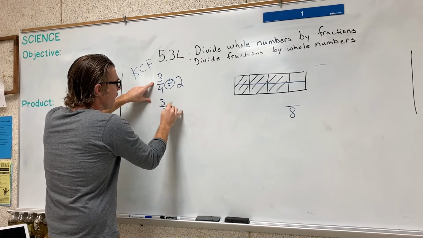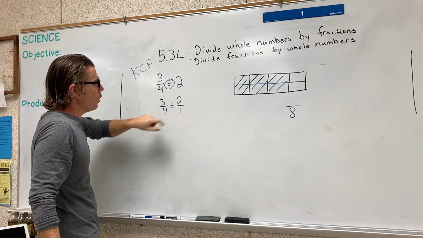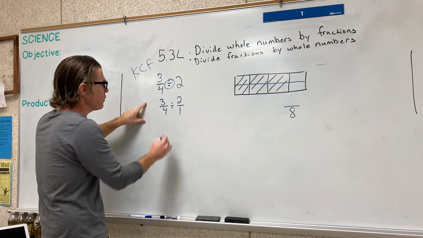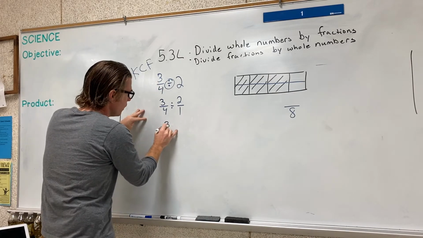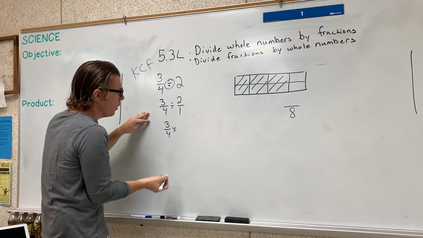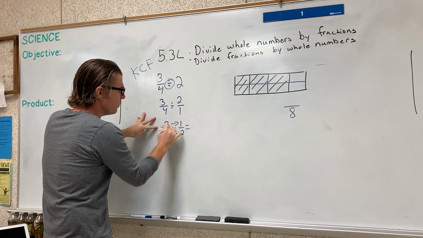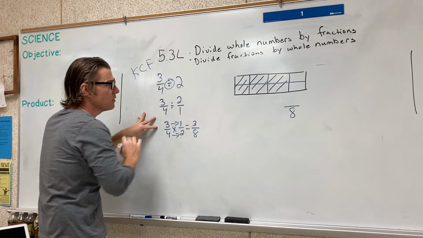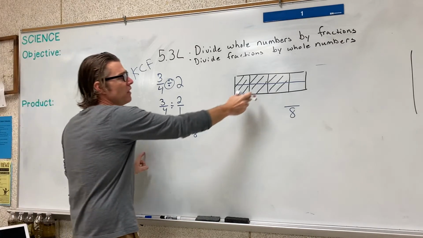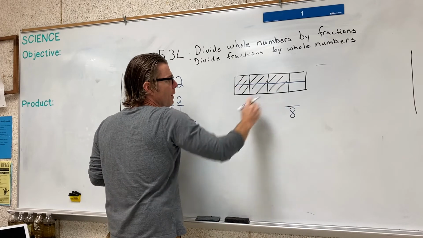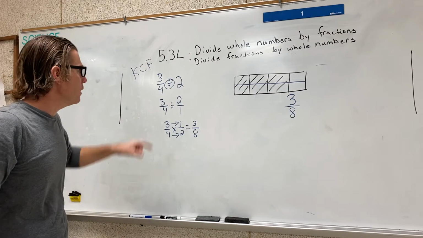Now, 3/4 divided by, and I'm going to turn this into an improper fraction, 2/1. Time to keep, change, flip. And say it in your head. Keep, change, flip. 3/4, change to multiply. Flip that over. Multiply straight across. 3/8. So, if I take this, 3/4 divided by 2, I get 3/8. That's the picture. Keep, change, flip.